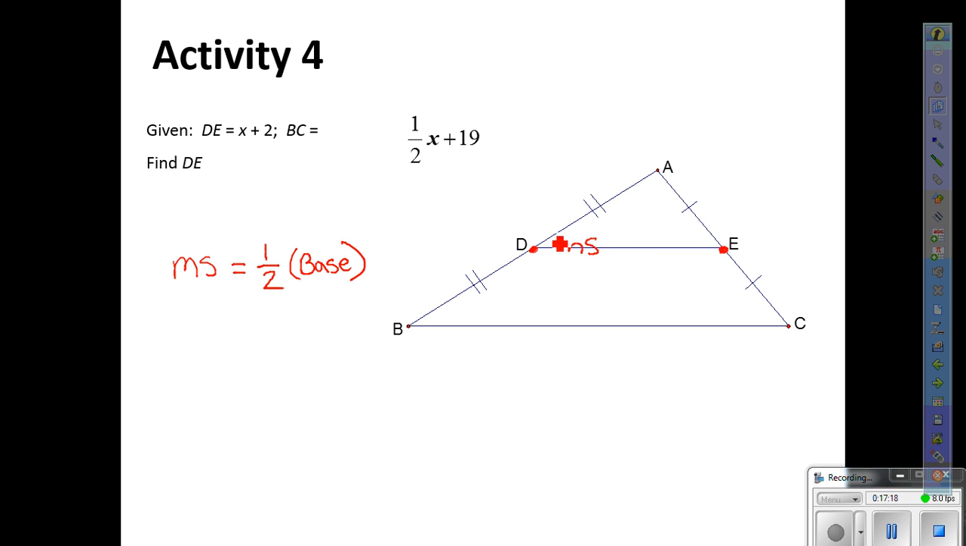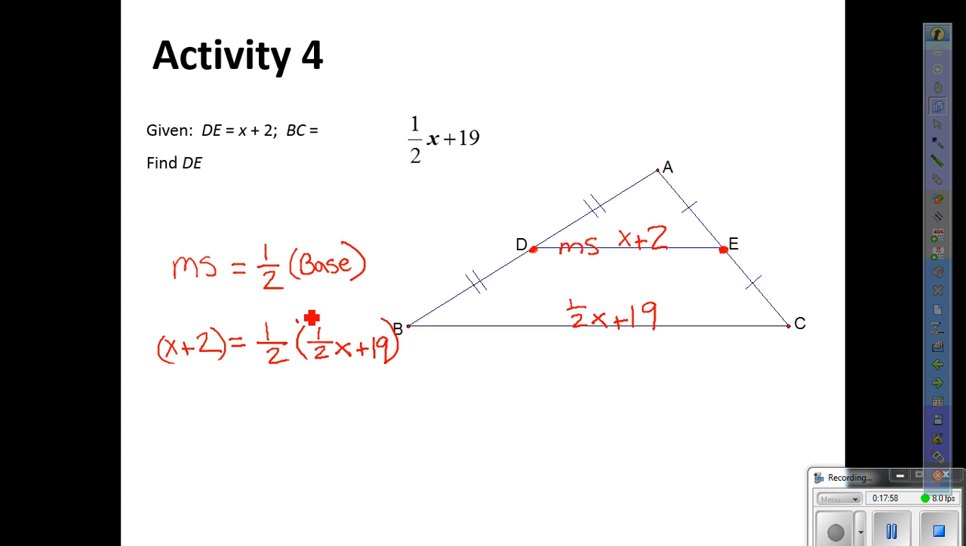So in this problem, DE is x plus 2, and BC is 1/2 x plus 19. All right, so if I think about that the mid-segment is always equal to half of the base, then I can say that the mid-segment, x plus 2, is equal to 1/2 of the base, except the base is equal to 1/2 x plus 19. Just because they gave me x's doesn't change the fact that I'm dealing with the mid-segment is half of the base.